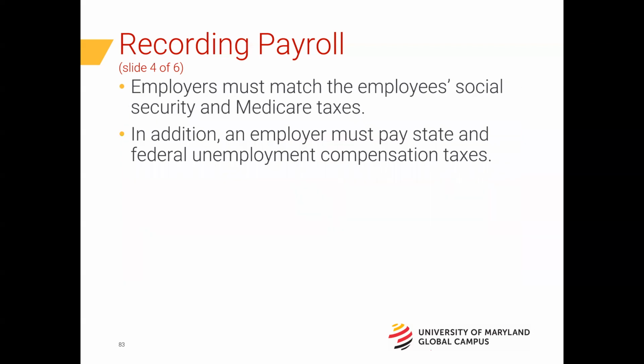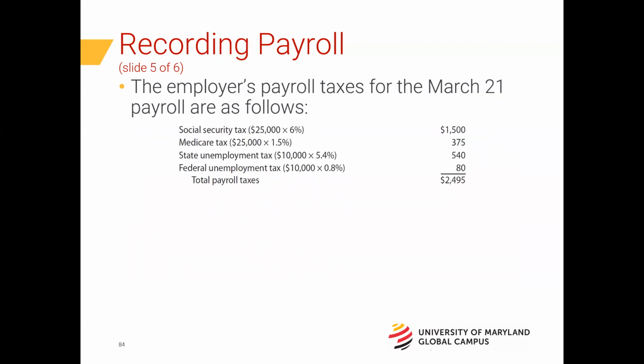Employers must match employees on Social Security and Medicare taxes, and then employers are the only ones responsible for state and federal unemployment taxes. So for our employees that made $25,000 for the 2 weeks, 25,000 times 6%, 25,000 times 1.5%. The cap for unemployment is at $10,000. 10,000 times 5.4%, 10,000 times 8%. Total payroll taxes paid by the employer for the 2 weeks is $2,495.